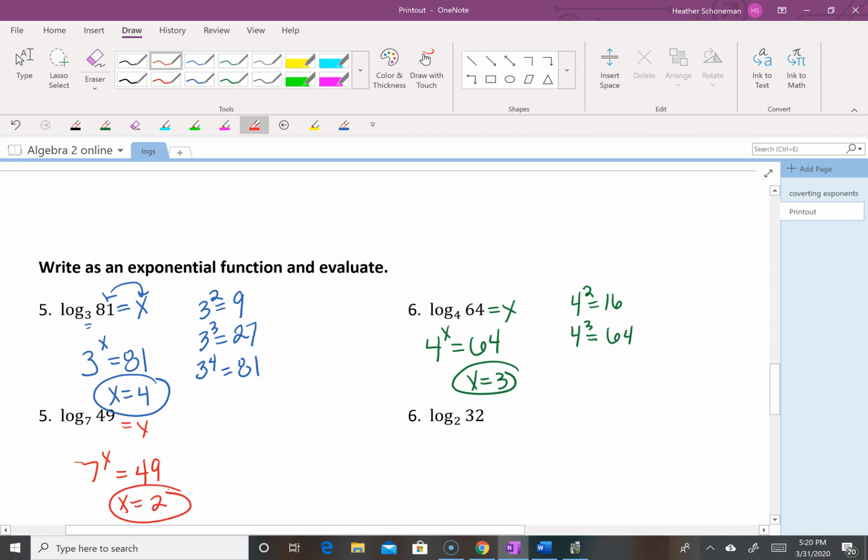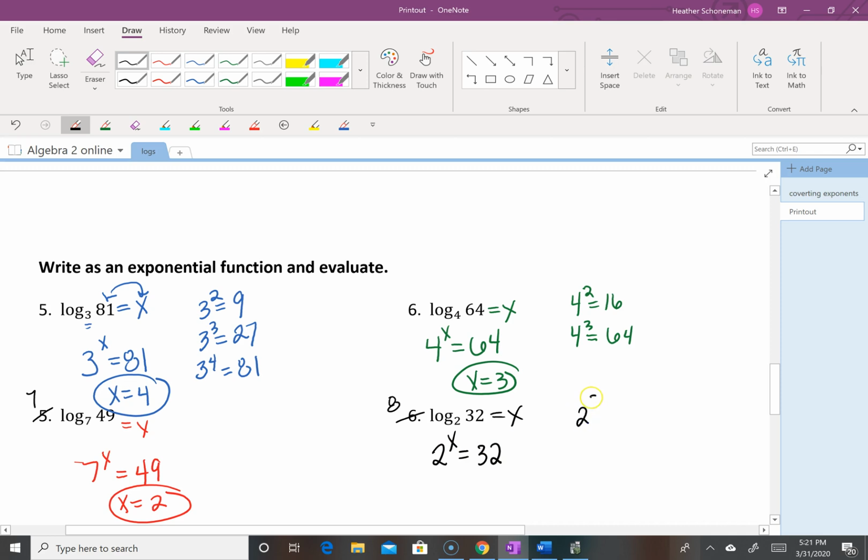7 squared is 49. There you go. All right, one last one of this type. Now, second number, I guess this would be 7, 8, whatever. Okay, so this equals x. So we have 2 to the x equals 32.